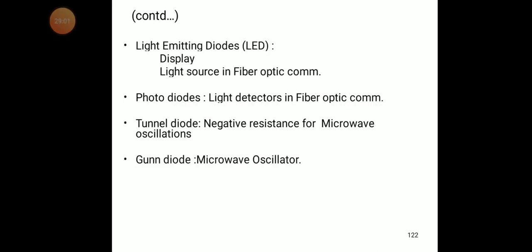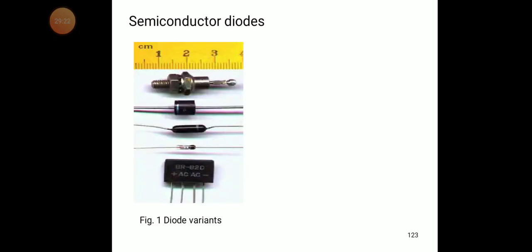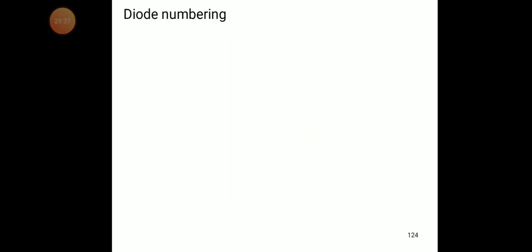Next one is the Gunn diode. Gunn diodes are used for the microwave oscillator. Schottky diode is also there. This diode is used for the high speed logic circuit. For high speed we use the Schottky diode. So these are the different diodes. You can see the diode variants. Semiconductor diodes have different symbols, how they are, you can see. So these are the different symbols of the diodes.